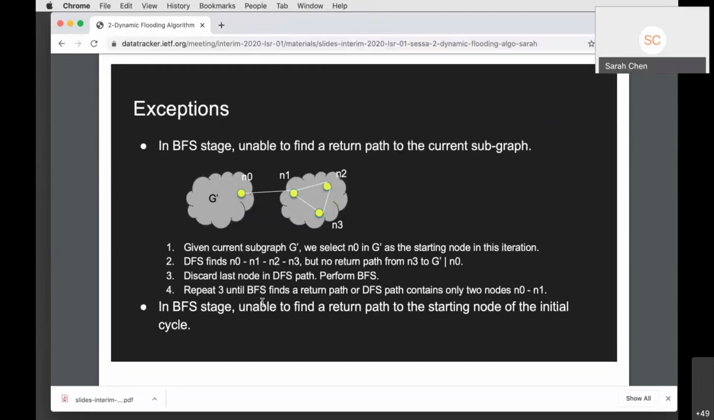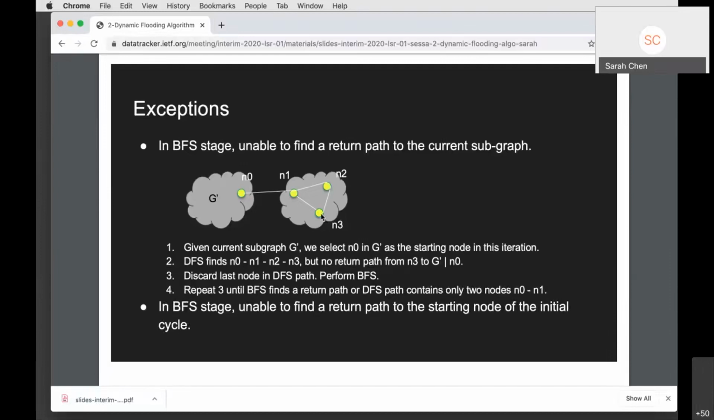If the base graph is biconnected, then using this algorithm, we can find a biconnected subgraph. But sometimes the base graph is not biconnected. It is connected, but not biconnected. And in the BFS stage, we are not able to find any path back to the current subgraph. So in this example, let's say we have found a subgraph G prime. And then in this iteration, we pick the node N0 as the starting node. Then we do a DFS, we find N1, N2, N3, and then we stop. But in the BFS stage, we want to find the shortest path from N3 back to the current subgraph. There's no way to go back.